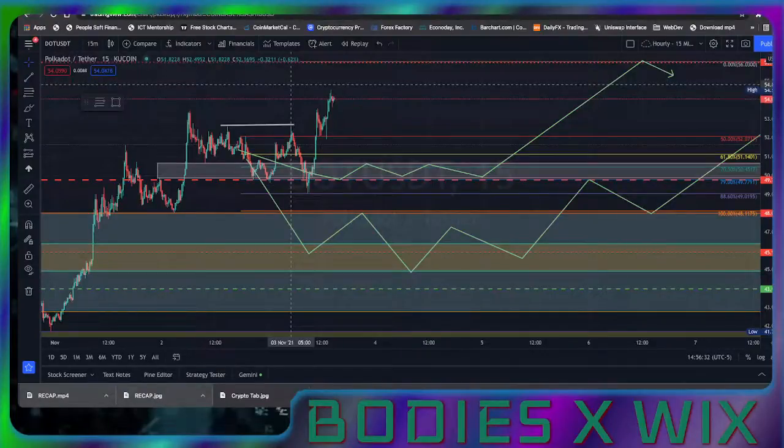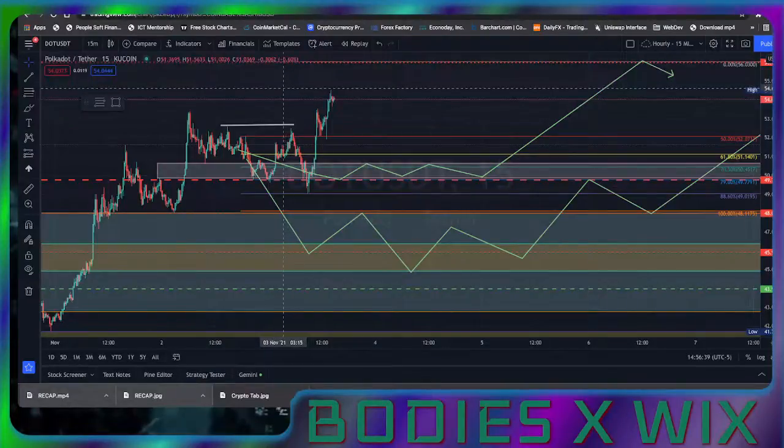So if you think you're going to do that, be careful. Make sure that you're knowing every single nook and cranny of the chart, the way it doesn't go against you. And yeah, that's pretty much it.